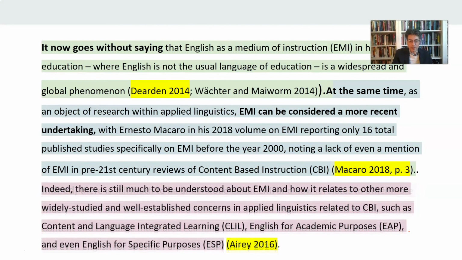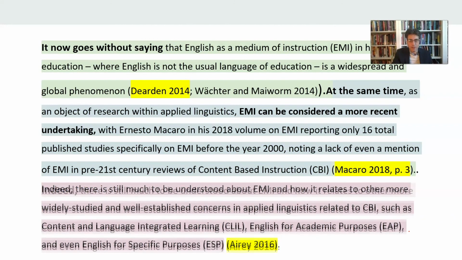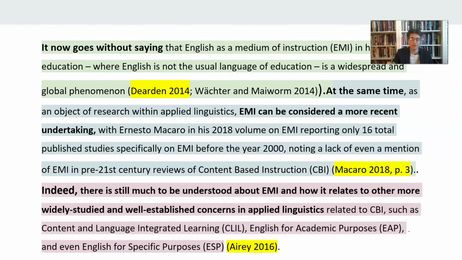Before, I was letting Airy make that point, although it wasn't very clear. It may be implicit in my mind, but it's not made clear. But here I'm making that point. I've let the they say be clear. I've entered that conversation, and I have brought my voice out in that last sentence there, the one that's in bold, asserting, therefore, indeed, there is still much to be understood about EMI and how it relates to other more widely studied and well-established concerns in applied linguistics.